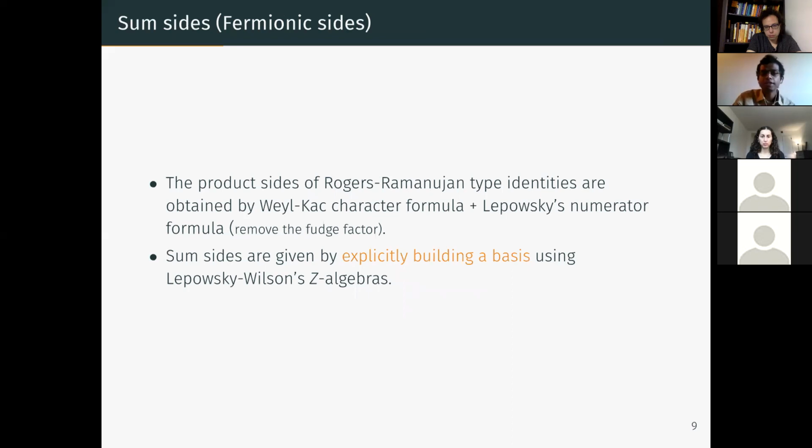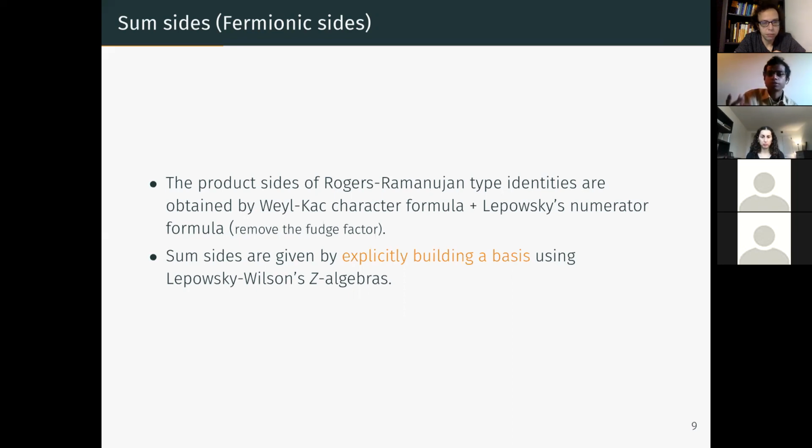And the corresponding sum sides, there is the beautiful story of building a basis of the modules in question using Lepowsky-Wilson's Z-algebras, which at that time, there were no vertex operator algebras, but these are really vertex operators, twisted vertex operators, as they came to be understood within a few years of their invention.